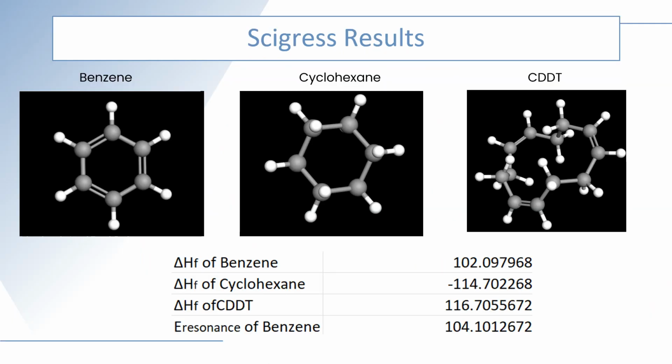The second method that is used in this experiment is SciGress. SciGress is a computer modeling program, and as you can see here, I've modeled out the structures for benzene, cyclohexane, and CDDT. From there, you can run an experiment and get the heat of formation for all of those. Once you have that, you just add them all together, and that's how you get the resonance energy of benzene. So definitely a much faster process. The calculated resonance energy for benzene here is 104.10.